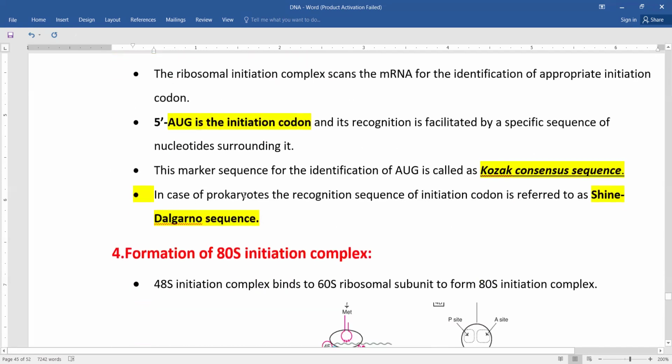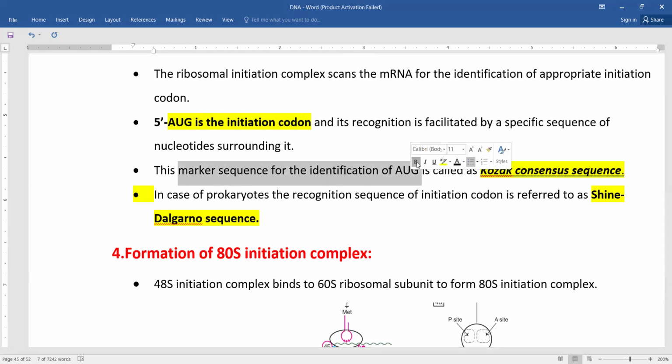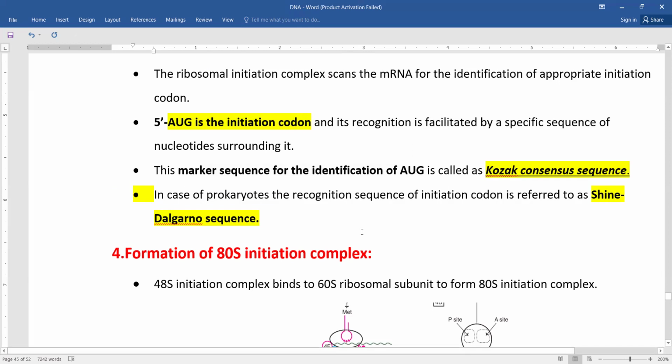ఓకే, this is in case of eukaryotes. The marker sequence for the identification of AUG is called the Kozak sequence. In case of prokaryotes, the recognition sequence of the initiation codon is referred to as the Shine-Dalgarno sequence. ఏయుజిని రికగ్నైజ్ చేసే సీక్వెన్స్ ఎంఆర్ఎన్ఏ పైన యూకారియోట్లో అయితే దాన్ని కోజాక్ సీక్వెన్స్ అంటాం, ప్రోకారియోట్లో అయితే దాన్ని షైన్ డాల్గార్నో సీక్వెన్స్ అంటాం. ఇవి రెండు చాలా ఇంపార్టెంట్. ఇవి ఎల్లో పెట్టిందంటే అవి వెరీ వెరీ ఇంపార్టెంట్.